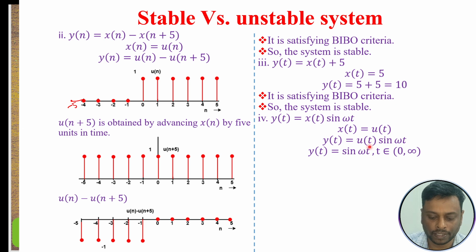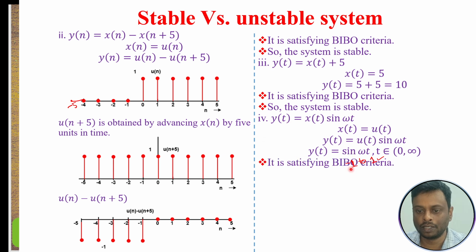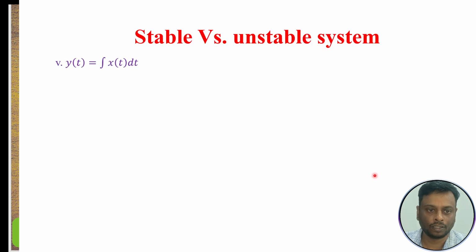In the sine omega t, you can see the amplitude is from minus 1 to 1. It can vary from minus 1 to 1. So it never goes to infinity. These are finite numbers. That is why it is also satisfying the BIBO criteria, and the system is a stable system. So let us check our next case.